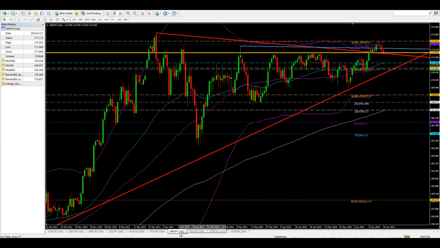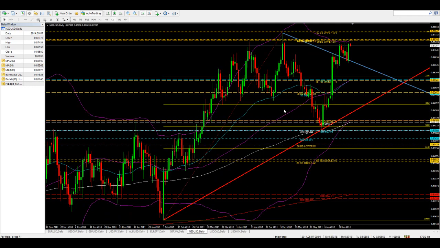Pound yen, from right now where it is, I think there's a good opportunity at 172.80, right where it is, 172.90, 172.80 for a buy, heading up to about 173.32 and maybe even 173.71. And that is on the pound yen.